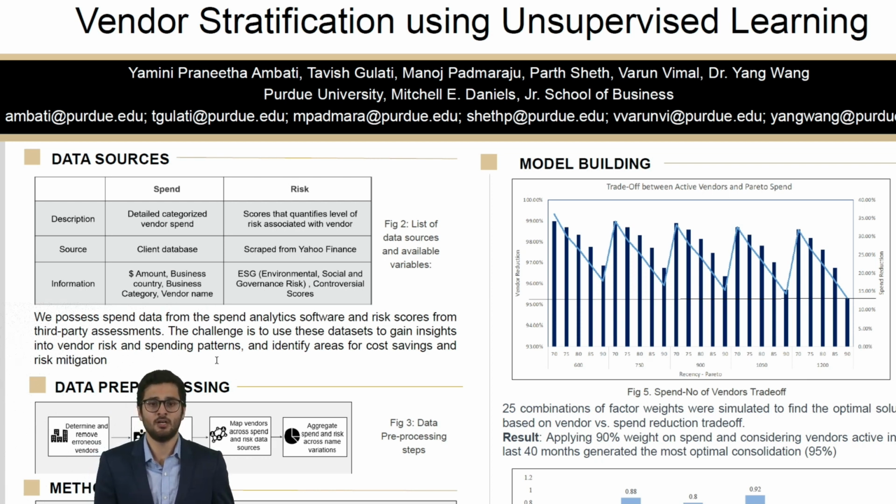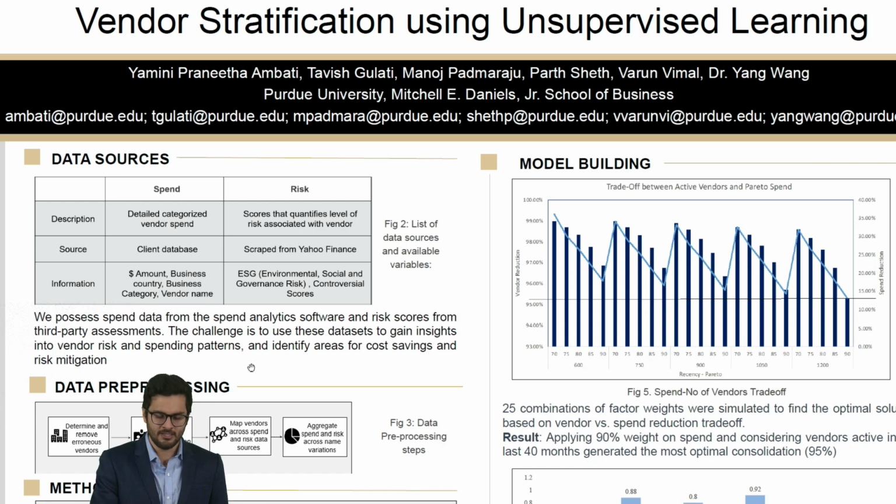So the data sources that we had were the spend data, which was the client data, and it consisted of the amount that the client had been spending on different vendors to procure different services for their firm across 13 categories. The other data set that we had was the risk data set, which we had scraped ourselves from Yahoo Finance, which quantified the level of risk associated with each vendor. It consisted of ESG scores.